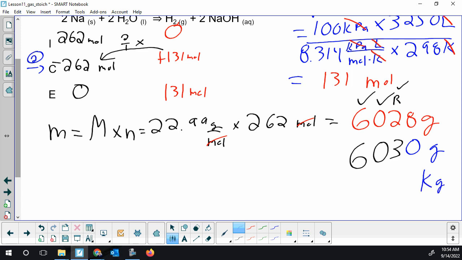Again, this is where kilograms could be nice. If I ask this on a quiz and I don't tell you the units, you could use either. Okay? But it'll be common in the chemistry program to make you report this in kilograms. So divide by 1,000, 6.03 kilograms, and there's no non-significant digits in the kilogram answer.